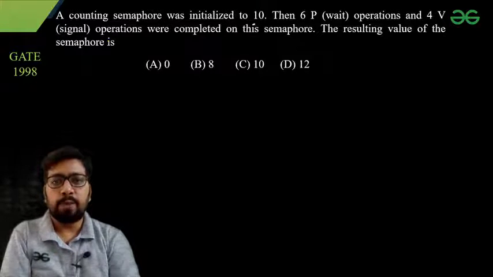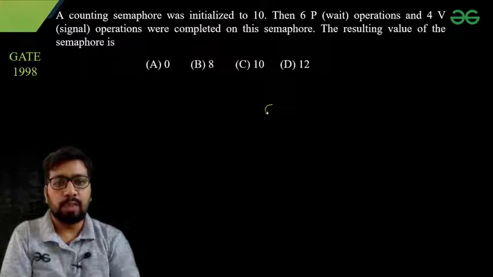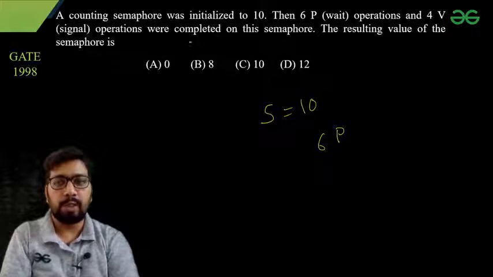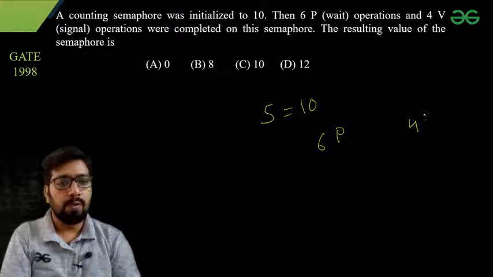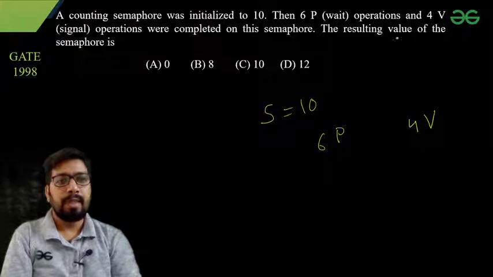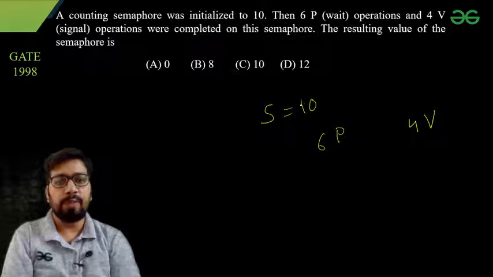A counting semaphore is initialized to 10, so write S equal to 10. Then 6 P operations, where P means down or wait operation, and 4 V operations, where V means signal or up operation, are performed. The resulting value of the semaphore is?